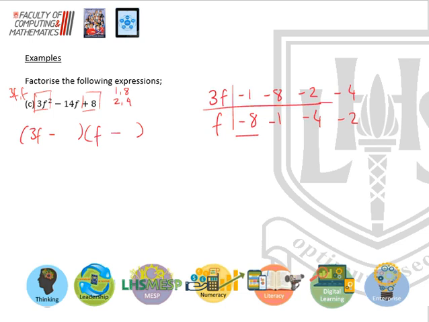F times negative 1 is negative 25f. No good. Okay, we're looking for negative 14. 3f times minus 1 is minus 3f. F times minus 8 is minus 11f. No good. Okay, third one, 3f times minus 4 is minus 12. And f times minus 2 is another minus 2, so that's minus 14. Bingo. Okay, so 3f goes with minus 2, and f goes with a minus 4.